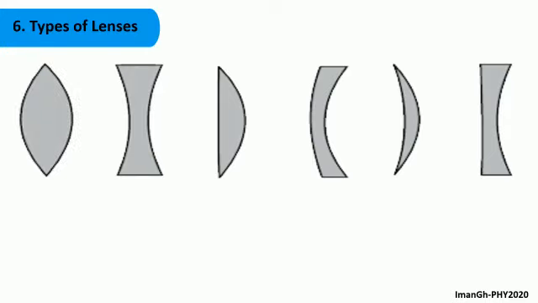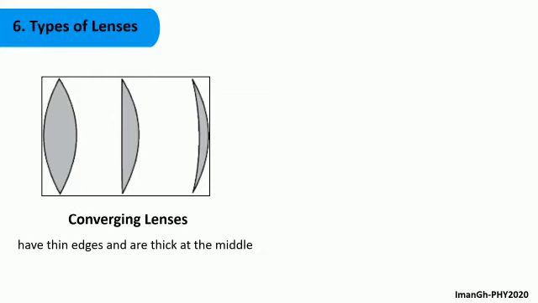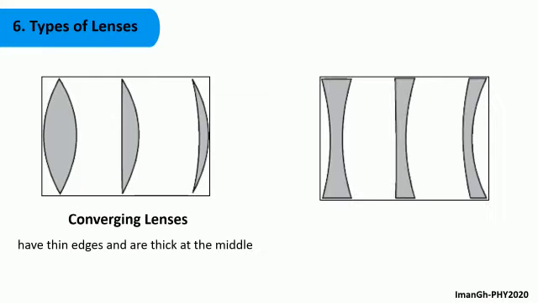Keep in mind that there are several types of lenses which differ by their shape. Observe the following figures well. How can you classify these lenses according to their shape? If you have noticed, the first group of lenses has thin edges, and these lenses are thick at the middle. These are called converging lenses. However, the second group of lenses has thick edges, and these lenses are thin at the middle. These are called diverging lenses.